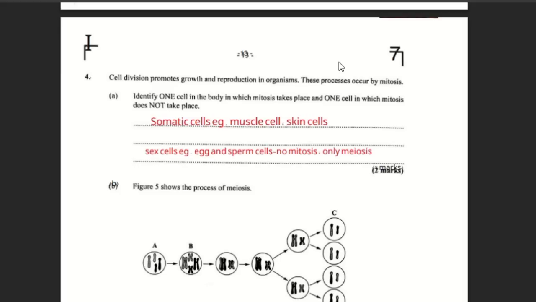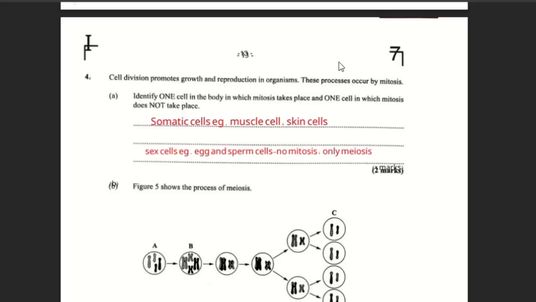So basically, the first question: identify one cell in the body in which mitosis takes place and one cell in which mitosis does not take place. Mitosis takes place in somatic cells. Somatic cells is the same thing as body cells, right? It's just a fancy name for body cells. So cells that mitosis takes place in would be our muscle cells, skin cells, cells like that.